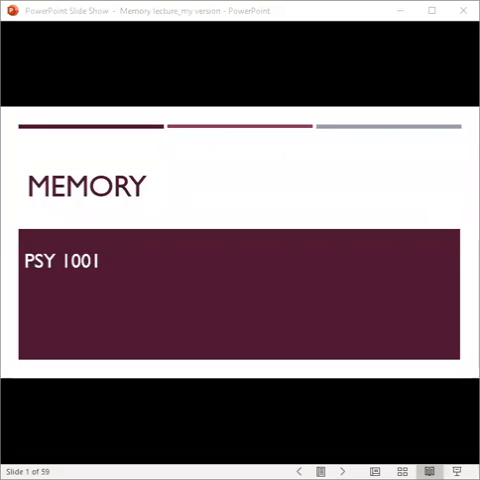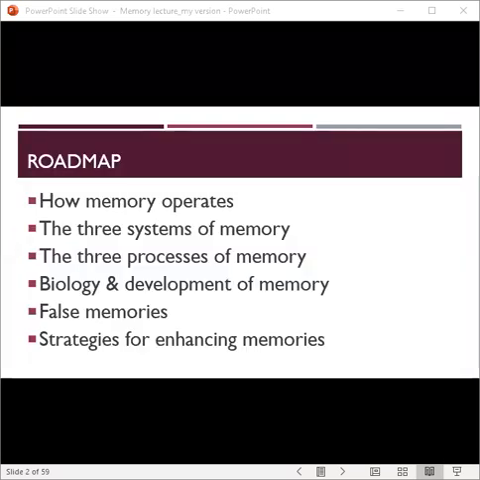This week we're going to be talking about memory. It's actually something that a lot of you mentioned in your initial discussion posts that you were excited to learn about. So we have a lot to do this week. We're going to cover how memory operates. We'll talk about the 3 systems of memory and then the 3 processes of memory.